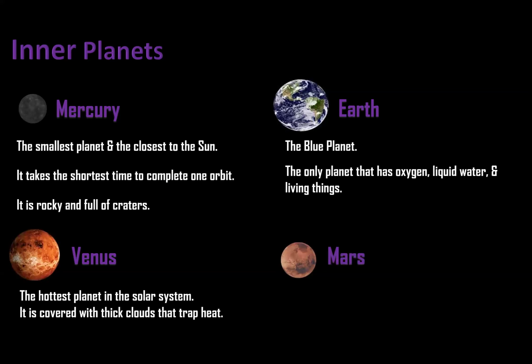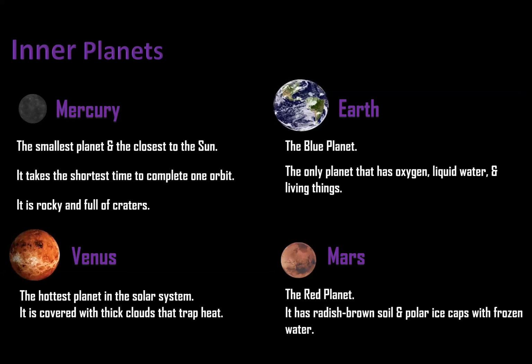The fourth planet is Mars, and it is known as the red planet. It has reddish-brown soil. This is why it is called the red planet. And also it has polar ice caps with frozen water. So the other planets have water, but not liquid. Only Earth has liquid water. The other planets may have frozen water or water vapor, but they don't have liquid water.